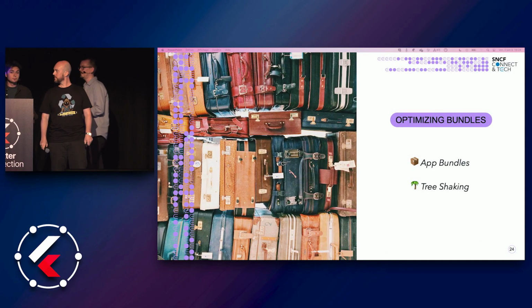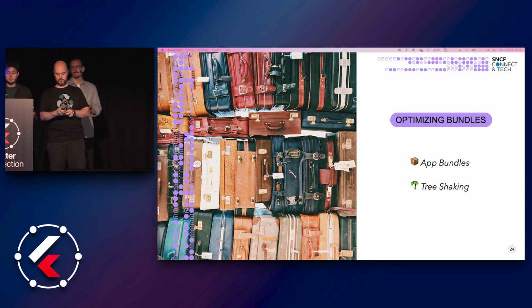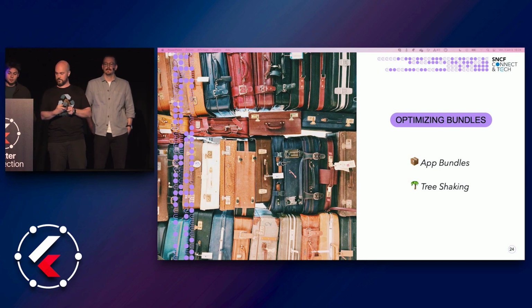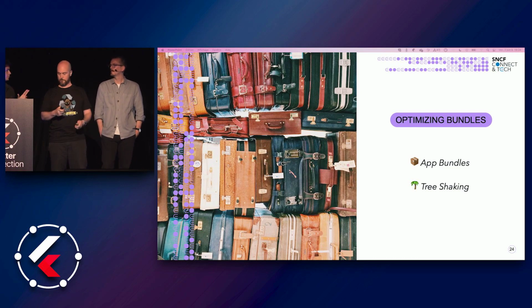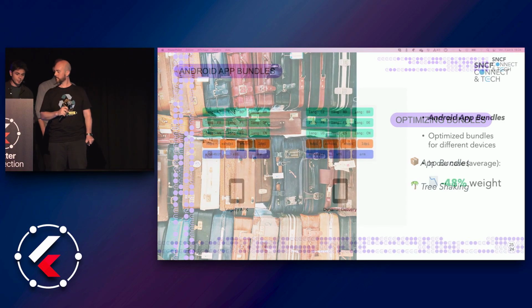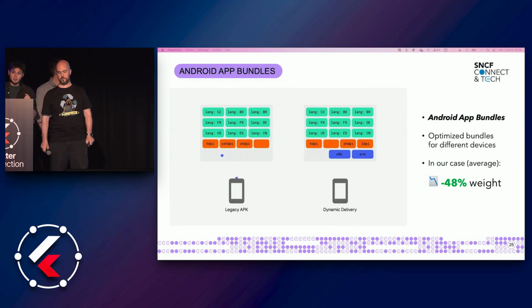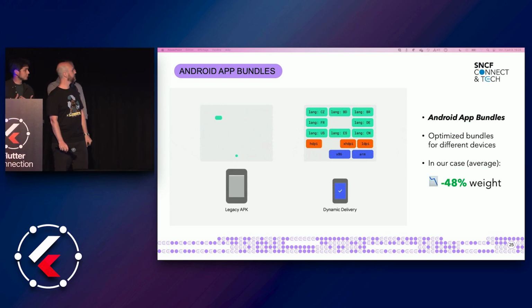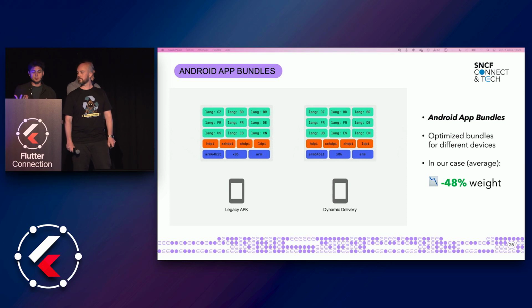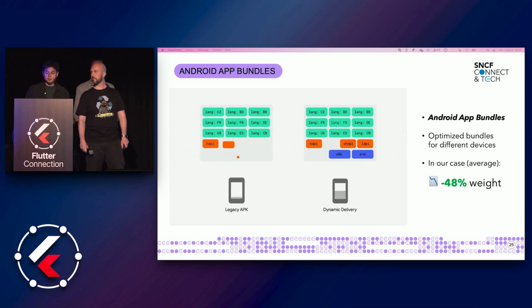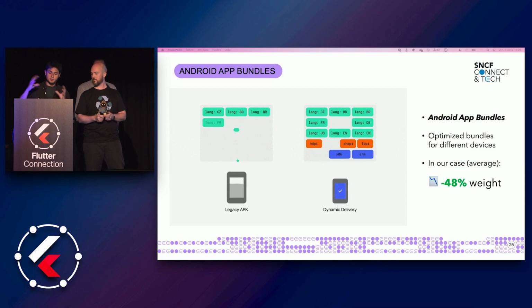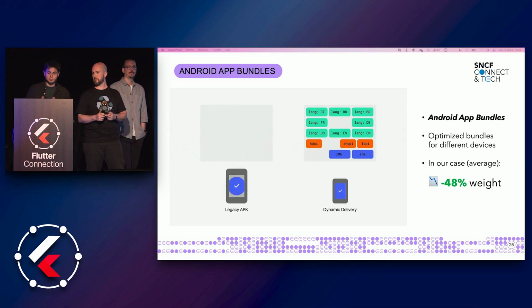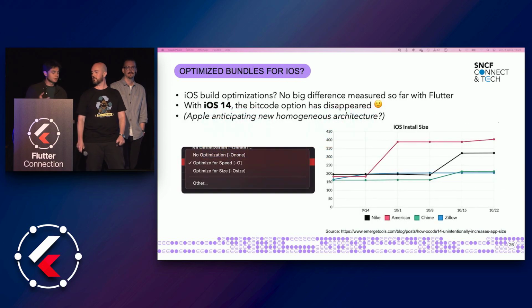Another way to limit your app footprint is to reduce the size of the downloaded bundle for your users. So here we will see quickly two techniques: app bundles and tree shaking. Flutter is fully compatible with Android app bundles. We gain an average of 48% of the weight of the total application, and you can expect a significant gain also, as it removes all the unnecessary code for a specific architecture from your final bundle. And know also that Flutter is compatible with Deferred Components. I will talk about it later.